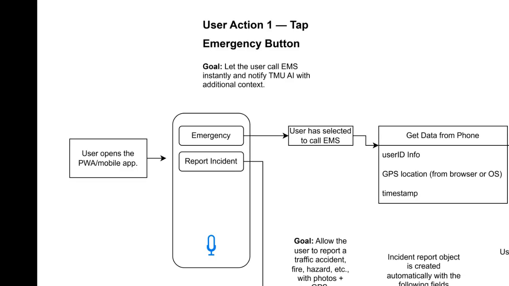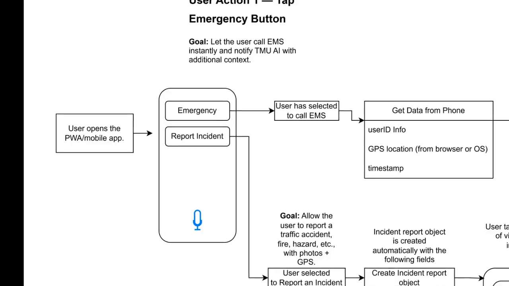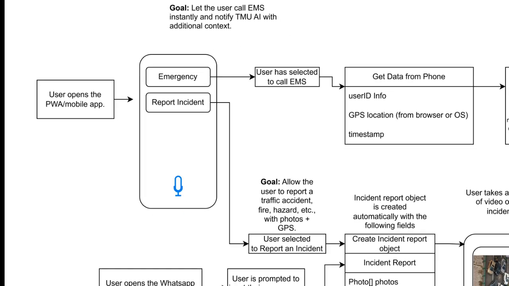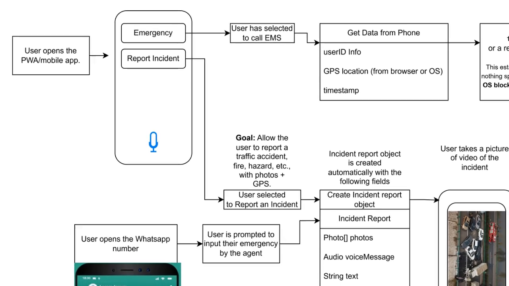Even if the caller cannot speak or loses consciousness, EMS already has their location and medical data without needing to ask. Report incident. The Report Incident button is not for a personal emergency. It is for making a report about something that is or has happened.